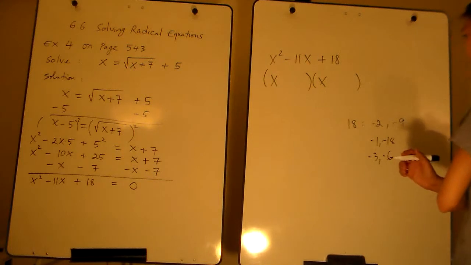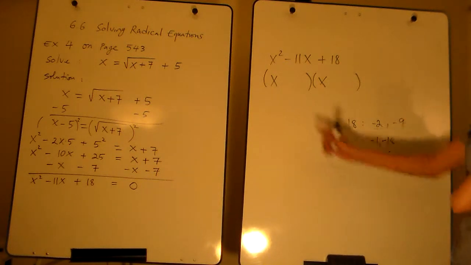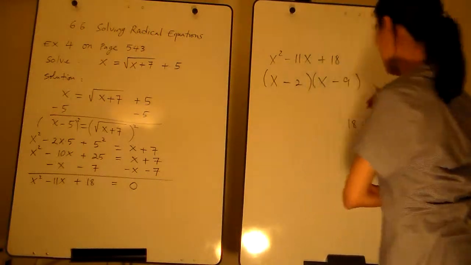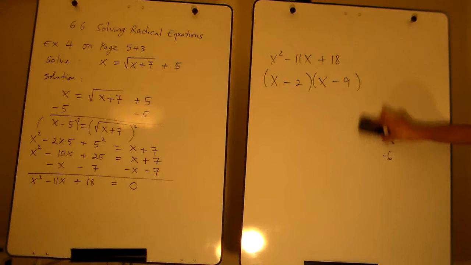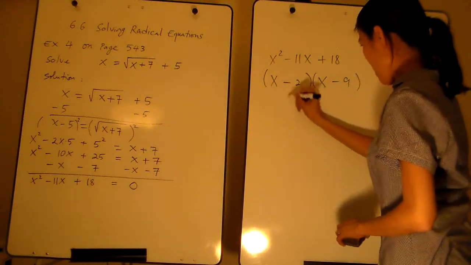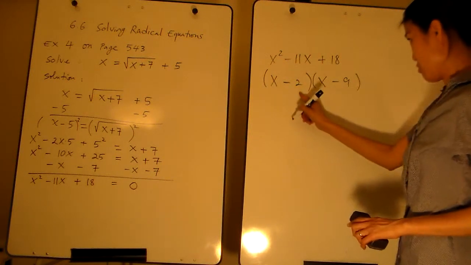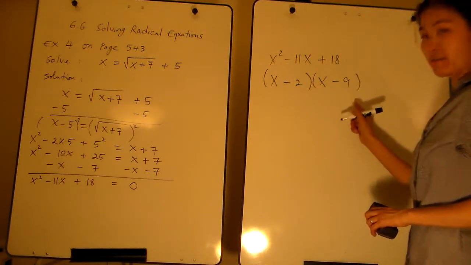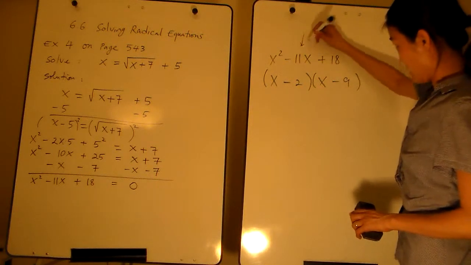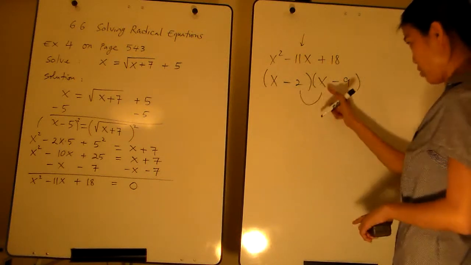Okay? And it looks like negative 2 and negative 9 is okay because when you take the sum, you get negative 11. So I'm going to use negative 2, negative 9 here first and test to see what happens using the FOIL method. x times x is x squared. We got that. And negative 2 times negative 9 is positive 18. So we got this term. The only term we need to check is this middle term. We do that by multiplying the two terms.